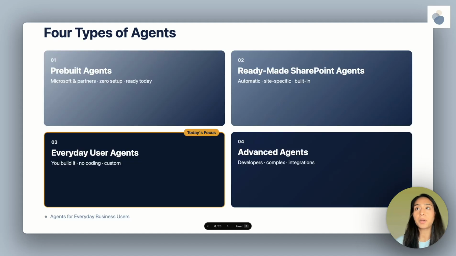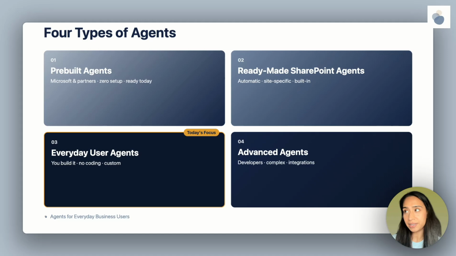So it's about time we have a look at the different types of AI agents within the Microsoft environment. So there are pre-built agents, and these are agents that have been built with Microsoft partners, they are zero setup and they are ready today. There are ready-made SharePoint agents, so they are site-specific. There are everyday user agents, which you have built for your company for a specific use case. And then there are advanced agents, often built with Copilot Studio licenses. And again, those are a different tier of Microsoft product.